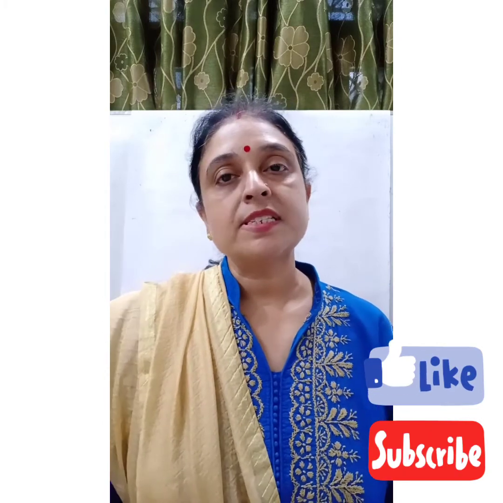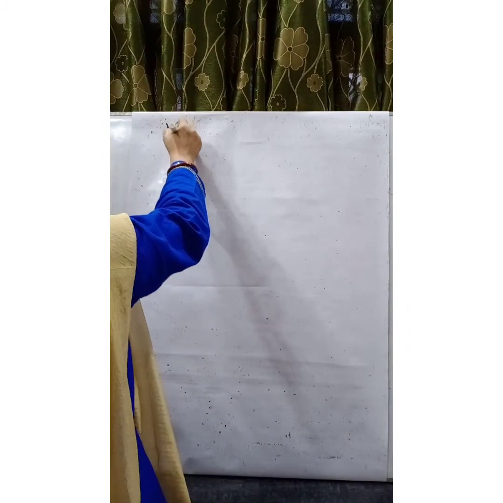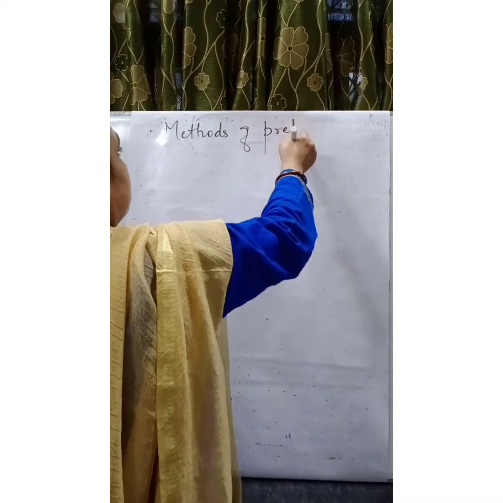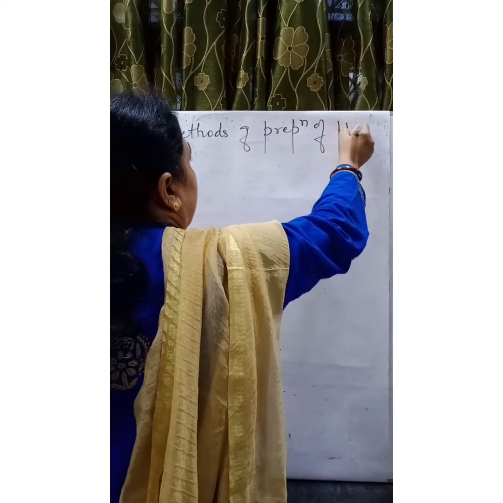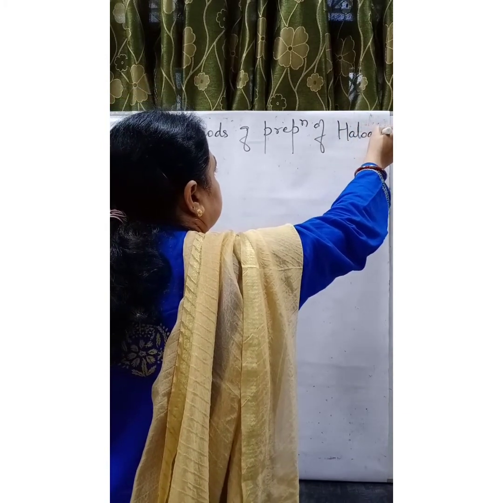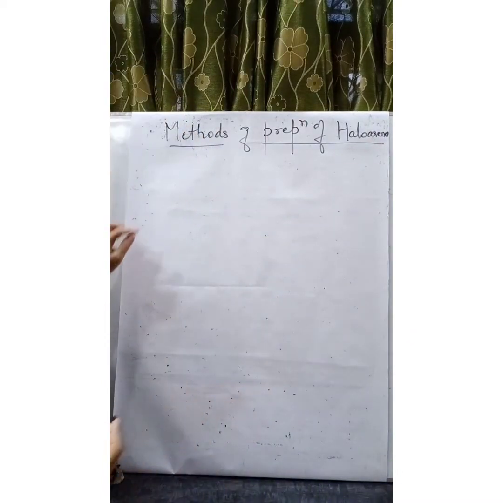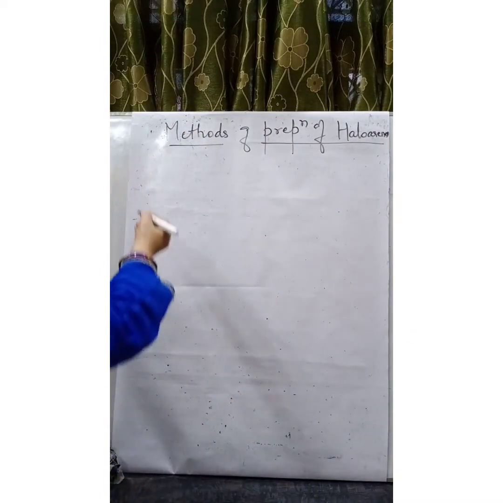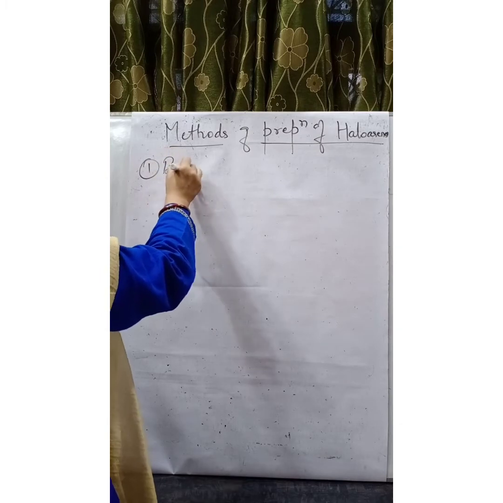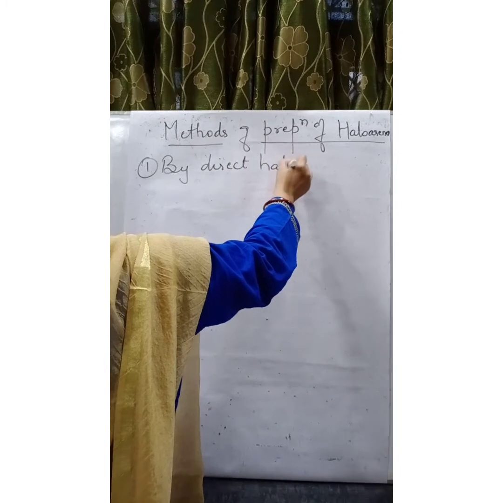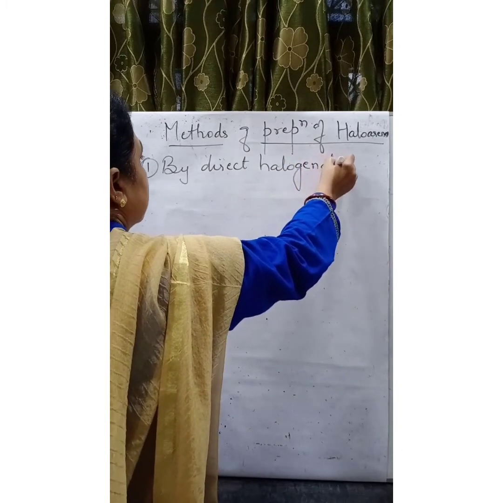In this video, we will study the methods of preparation of haloarenes. There are a number of methods by which haloarenes can be prepared. The very first method is by direct halogenation of benzene.